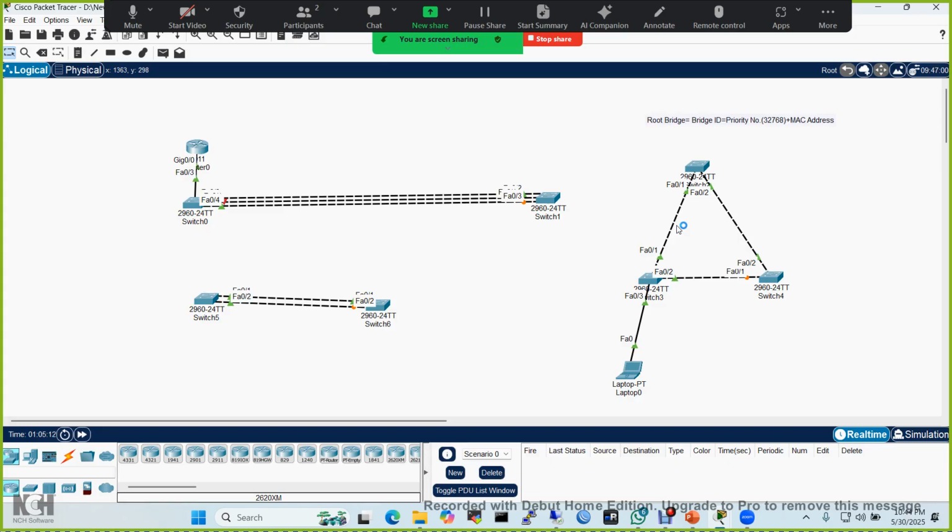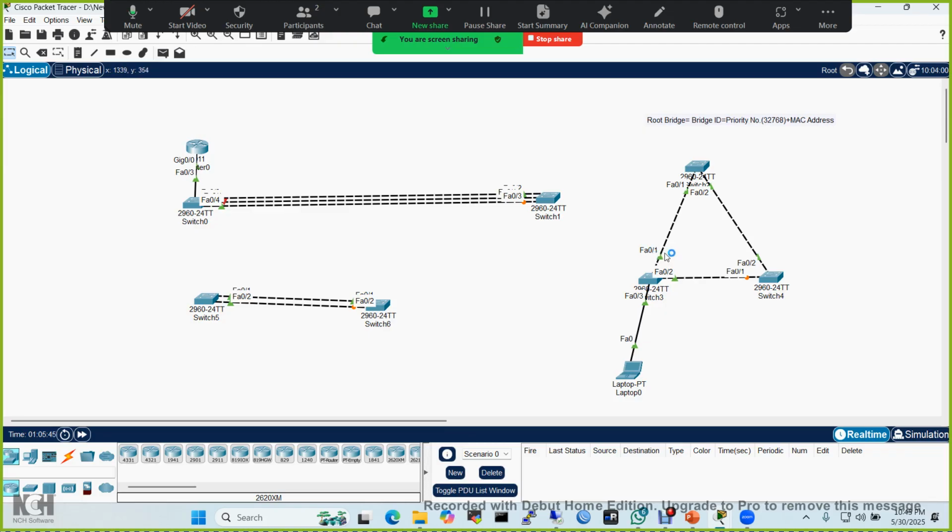Which two? Root and designated. These two roles will make that port forwarding status. And the non-designated role will make the port blocking status. That means in my entire network, these two ports are designated, isn't it? They are in which status? Forwarding. And this port is in root role.